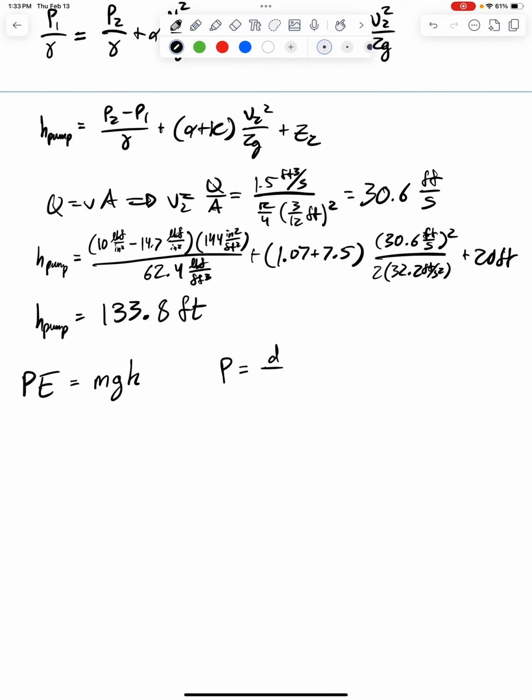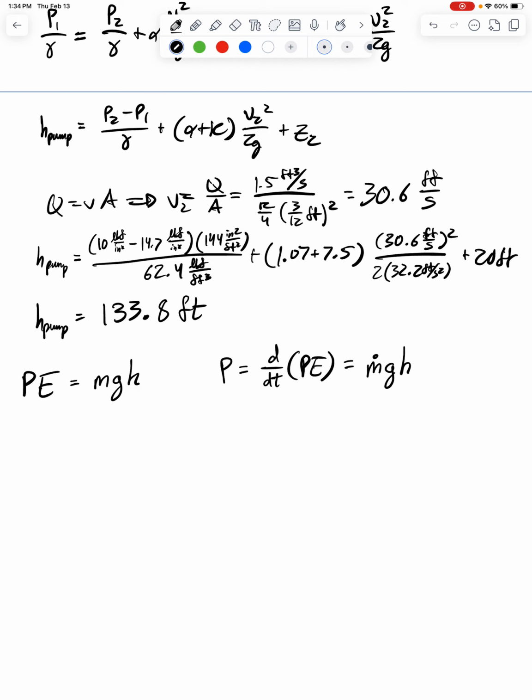Power is the time derivative of energy, in our case, potential energy. G is the gravitational constant, and H, our height, is constant as well. The only thing that is changing in this problem with fluids is your mass. Your mass can turn into mass flow rate. Therefore, power can be represented as mass flow rate times gravitational acceleration times height.